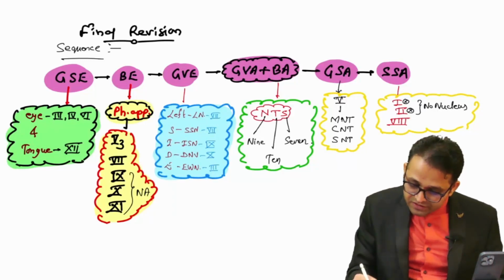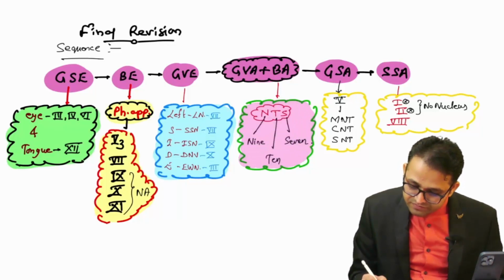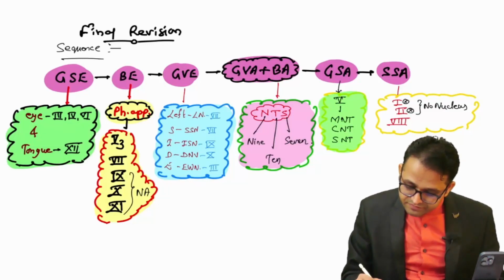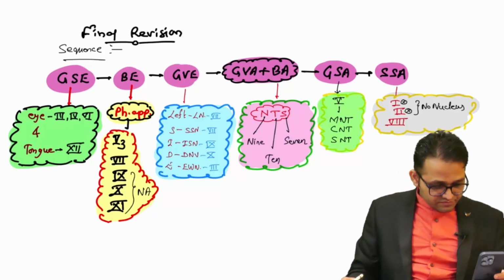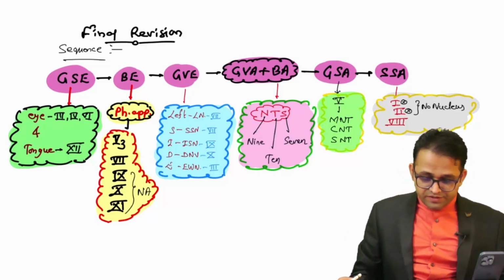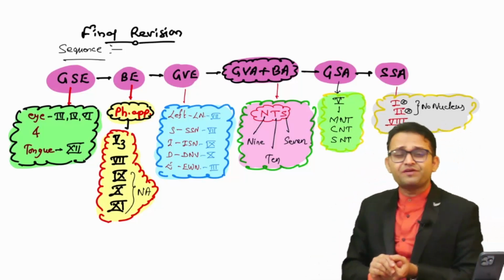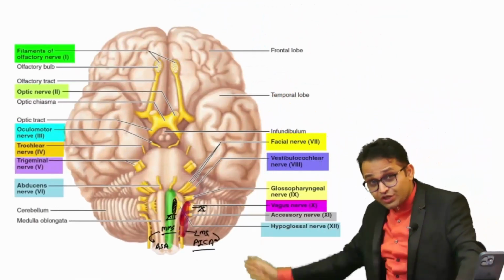This is your revision. This is your summary. Only these points you have to revise again and again. Okay. So this is your final revision. Okay. So thank you very much. So this is one of the very difficult topics, but very interesting. Now you all have a proper understanding why these cranial nerves have one particular arrangement.